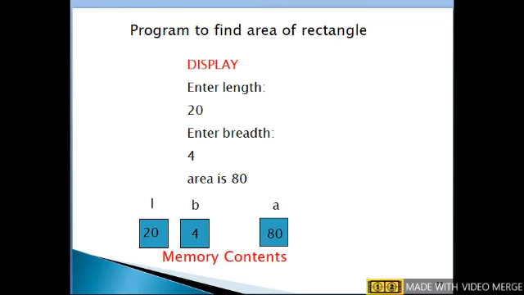Here in this picture you observe the flow of execution. Enter the length. After entering it, it asks for the breadth. After that it displays the result value. The variable L stores 20, B stores 4 and A stores 80 in the memory.